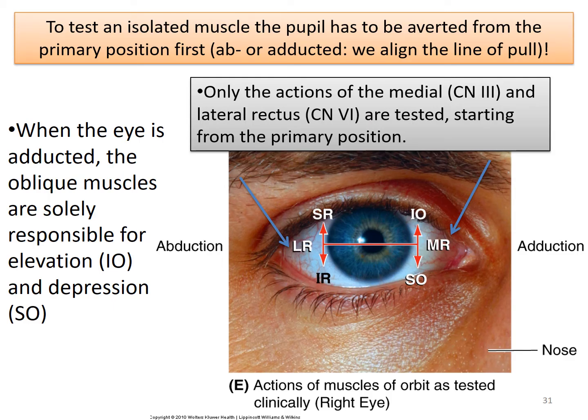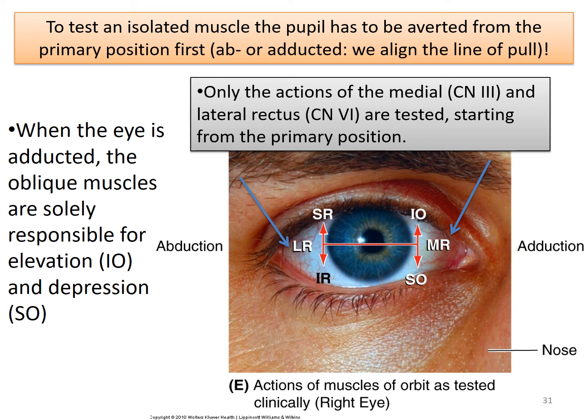For instance, to test an isolated muscle, the pupil has to be averted from the primary position first, either abducted or adducted. We align the line of pull. Only the actions of the medial rectus, innervated by cranial nerve 3, and lateral rectus, cranial nerve 6, are tested, starting from the primary position. If I'm looking straight forward, activate the lateral rectus, I will abduct the eyeball. It is only the lateral rectus that is tested. If I adduct it, so look towards my nose, I test the medial rectus.